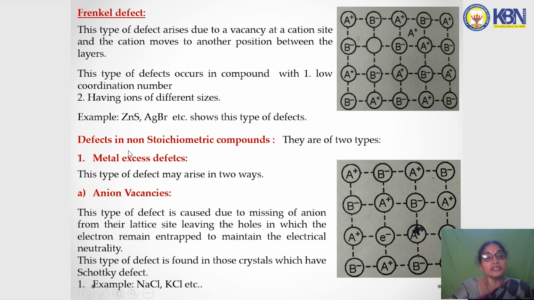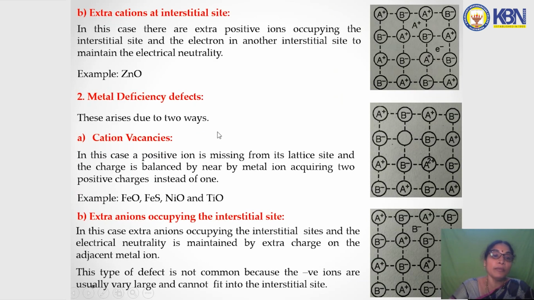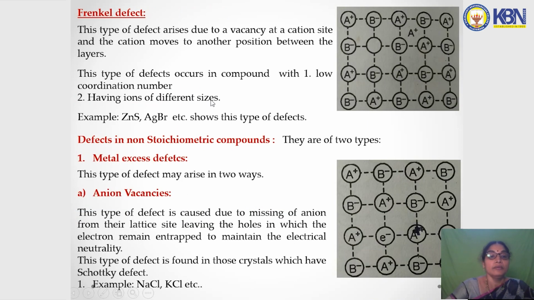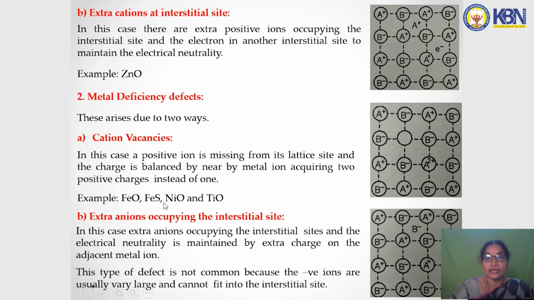The second classification is defects in non-stoichiometric compounds. What are non-stoichiometric compounds? If the ions are not maintained in the stoichiometric ratio, they are called non-stoichiometric compounds. These are again classified into two types: metal excess defects and metal deficiency defects. Metal excess defects are again of two types: anion vacancy and extra cation occupying the interstitial site. Metal deficiency defects are again classified into two types: cation vacancy and extra anion occupying the interstitial site.